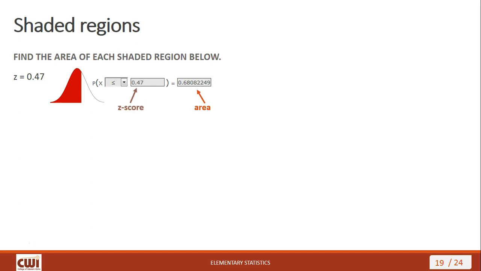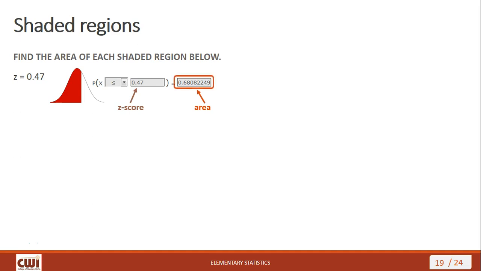Note that the z-score is the value on the left. The area is the value on the right. So do not confuse the z-score with the area. If you can keep those two straight, you'll find that using StatCrunch is a huge help in solving the problems for your homework and quiz assignments.